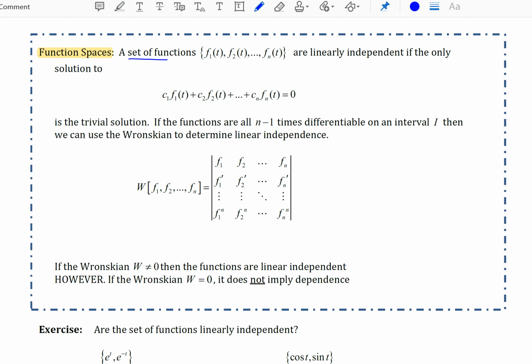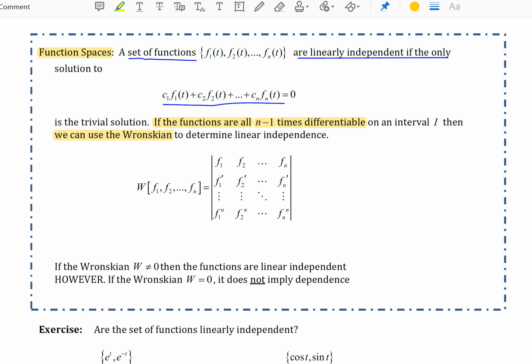A set of functions is linearly independent if and only if the only solution to this equation is the trivial solution where all of the c's are equal to 0. If the function is n minus 1 times differentiable on an interval I, then we can use the Wronskian to determine linear independence.